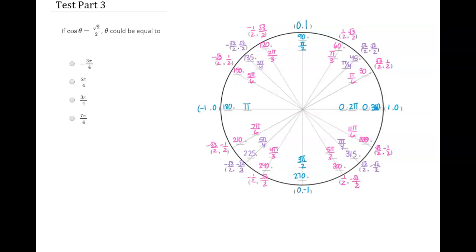Let's talk about part 3 of the test that you will be able to retake for full credit later today. So if cosine of theta equals the square root of 2 over 2, theta could be equal to which of these options? Well, let's look at our unit circle.